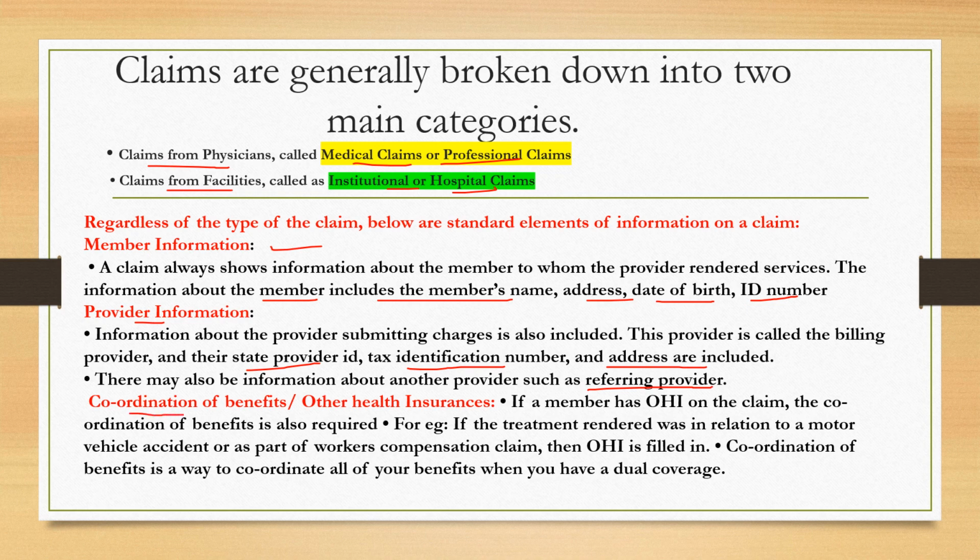Okay, let's talk about coordination of benefits and other health insurance. If a member has OHI on the claim, the coordination of benefits is also required. For example, if the treatment rendered was in relation to a motor vehicle accident or as part of a worker compensation claim, then OHI, other health insurance, is filled in. Coordination of benefits is a way to coordinate all of your benefits when you have dual coverage. Okay?